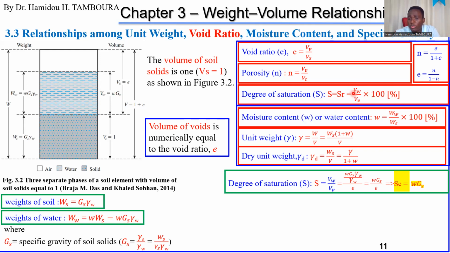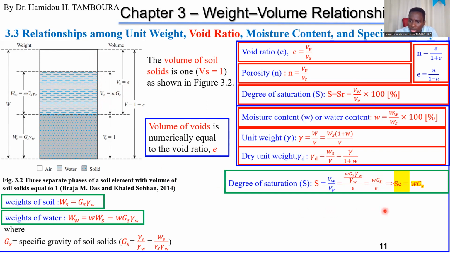Okay, degree of saturation, just S. SR is mainly in French, people are saying that. VW here divided by VV, volume of void. Okay, so water content times specific gravity, and you divide it by void ratio. You will get your degree of saturation if you have this situation.